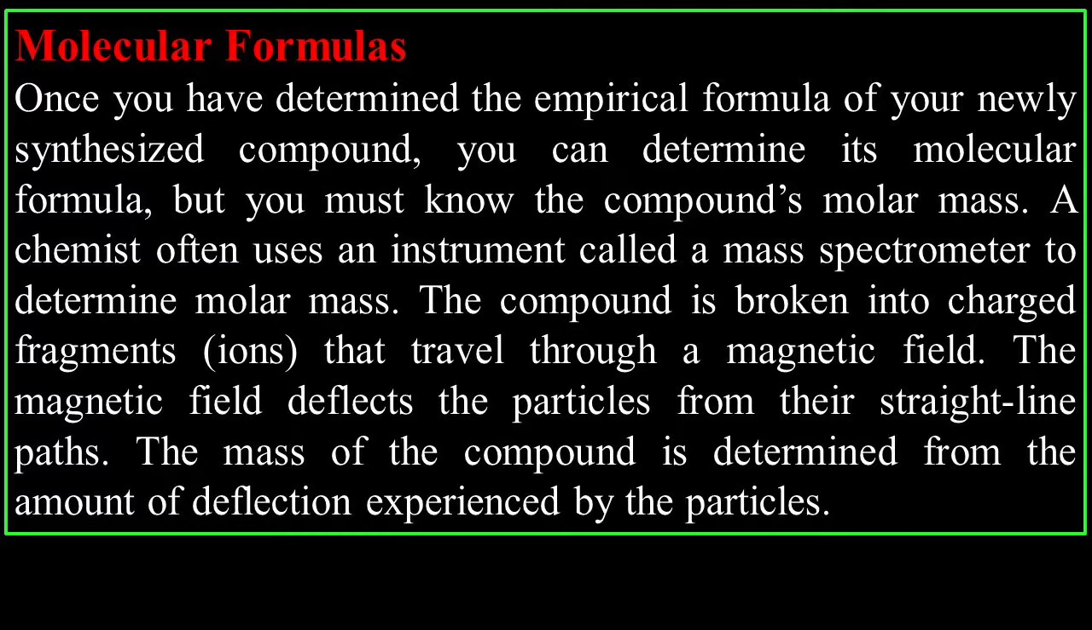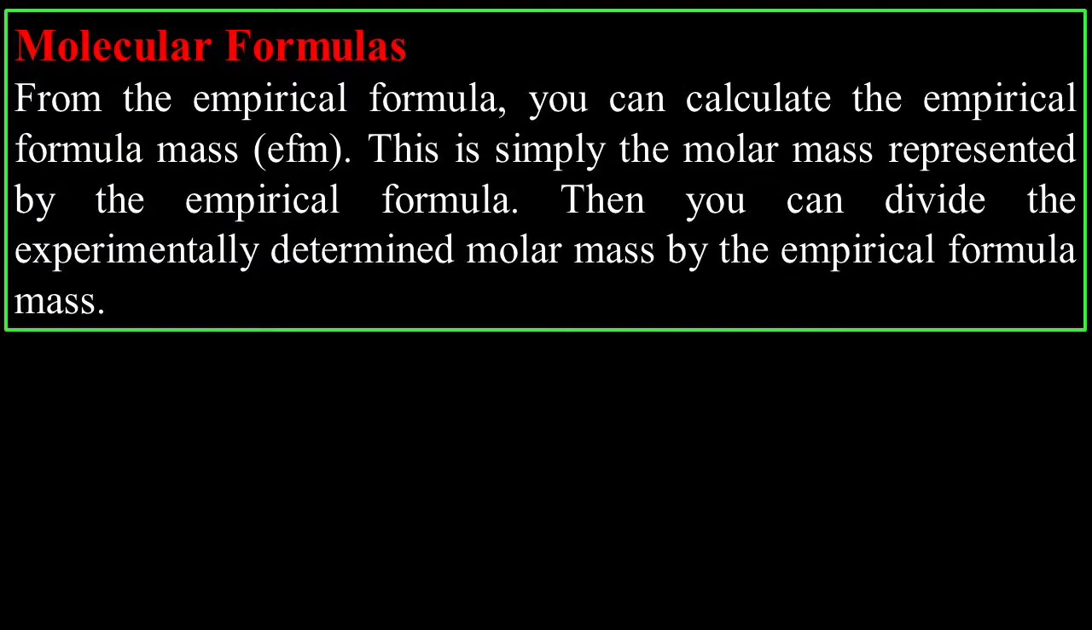The compound is broken into charged fragments, ions, that travel through a magnetic field. The magnetic field deflects the particles from their straight line paths. The mass of the compound is determined from the amount of deflection experienced by the particles.